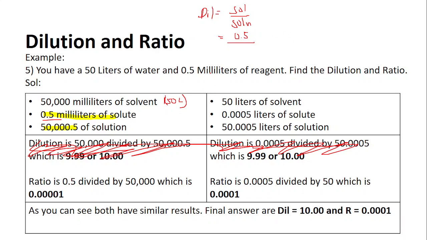And our solution is 50,000.5. Sorry, let's compute. 0.5 divided by 50,000.5. Your answer is 0.00001, or rather 0.0001. That is our dilution, class.